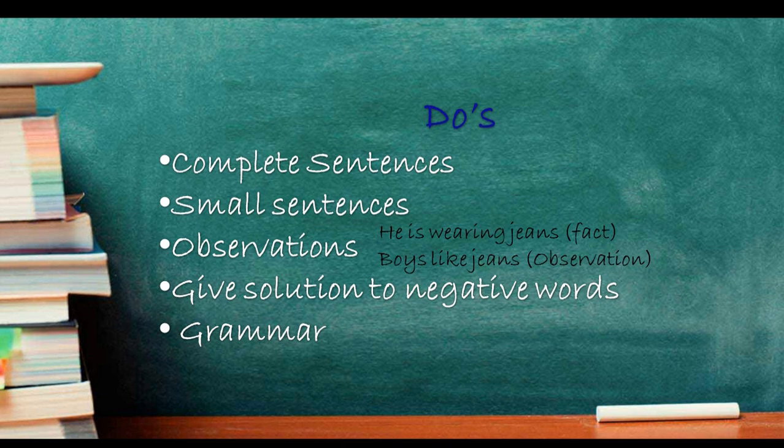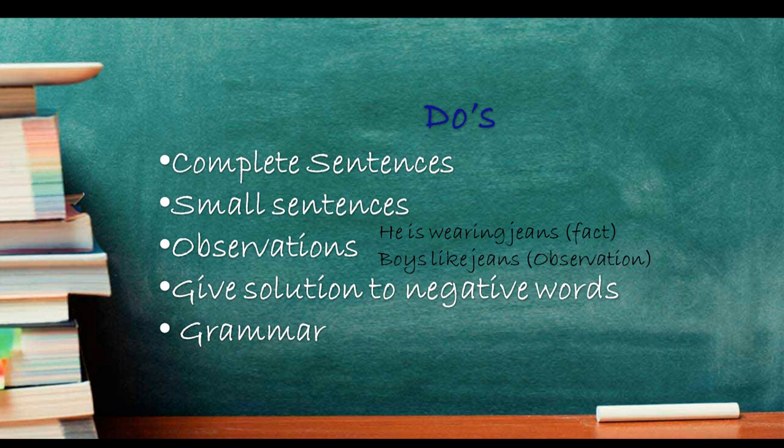He is wearing jeans. She is carrying a purse. She is looking beautiful. All of these sentences are facts. And an observation is when you make a sentence from your observation of your daily life.